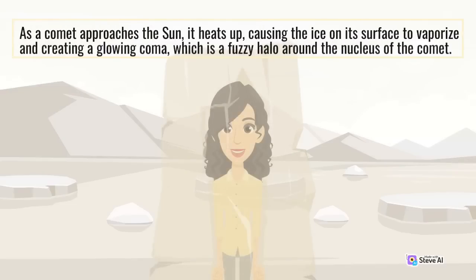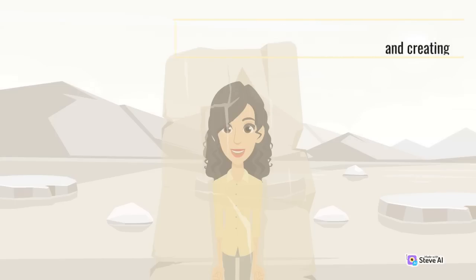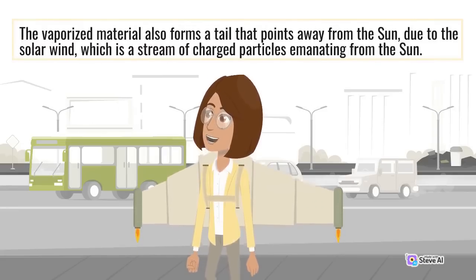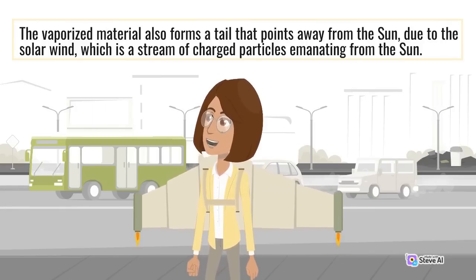As a comet approaches the Sun, it heats up, causing the ice on its surface to vaporize and creating a glowing coma, which is a fuzzy halo around the nucleus of the comet. The vaporized material also forms a tail that points away from the Sun, due to the solar wind, which is a stream of charged particles emanating from the Sun.